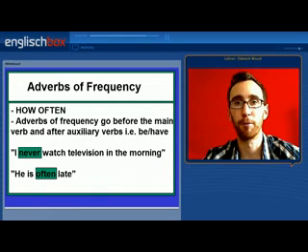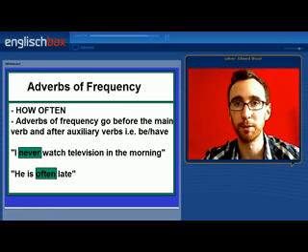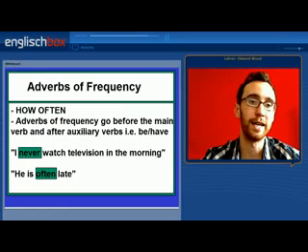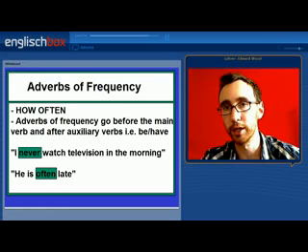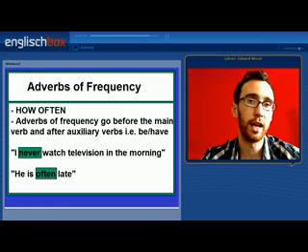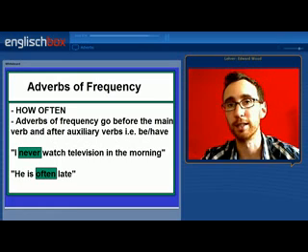Finally, adverbs of frequency are used in response to questions with how often. They go before the main verb and after the first auxiliary verb. So you would say, I never watch television in the morning, and you would say he is often late, and not he often is late.